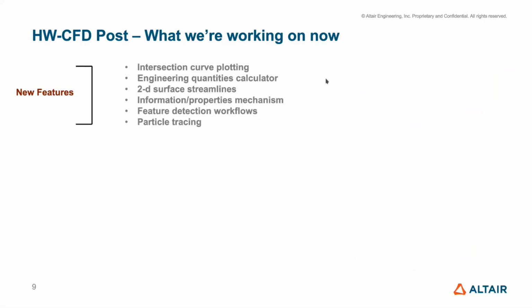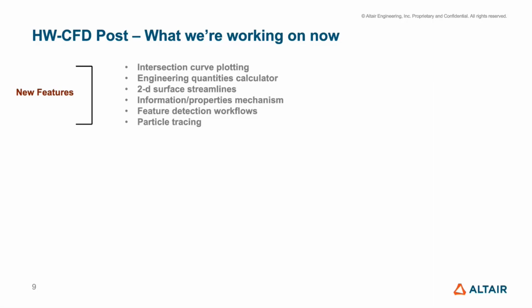We're working on intersection curve plotting. So that feature will be available in .2. It's actually just about to go to QA right now. Engineering quantities calculator. We've got our first implementation of that ready. This is a feature that's been requested quite a lot. So people are interested in computing mass flow rates through surfaces, or pressure drops between 2 surfaces, temperature difference, things along those lines. So we've got some really nice workflows that make that very easy. So those are coming up.